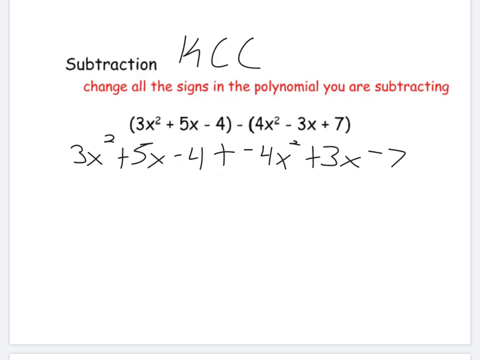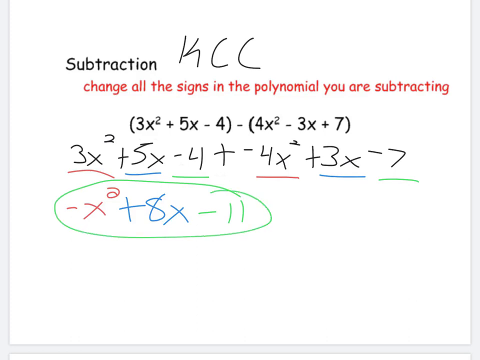So now I can combine my like terms starting with the largest exponent. That would be the squared. So I have 3x squared and negative 4x squared, which gives me negative x squared. Then I have my next largest exponent, which is 1. So I have 5x and 3x, which gives me plus 8x. And then I have my constant terms, negative 4 and negative 7 give me negative 11. So my difference between those two polynomials is negative x squared plus 8x minus 11.